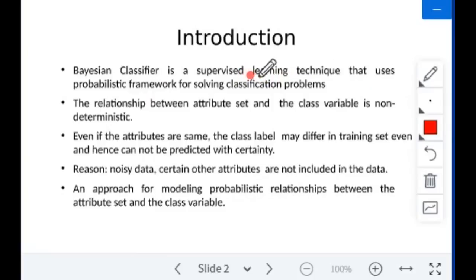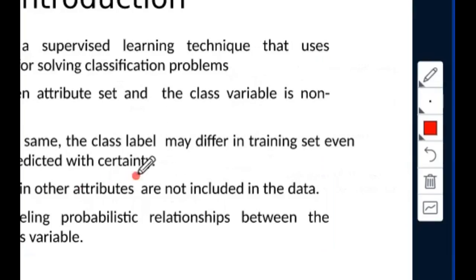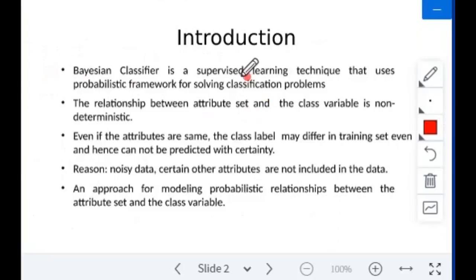Whenever we say supervised learning technique, we will be having training data as well as test data, and we will be having a target variable that we call the class label. So whenever I say supervised learning, you can keep in mind that there will be a target variable, a training data set, and a test data set.